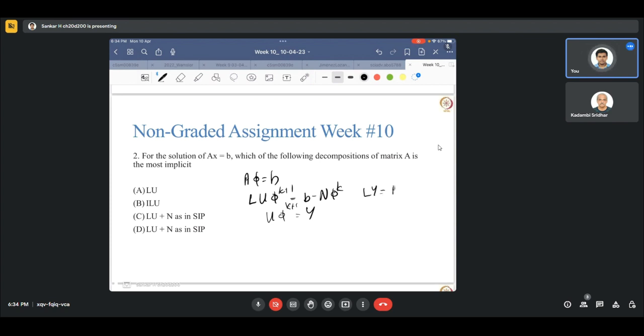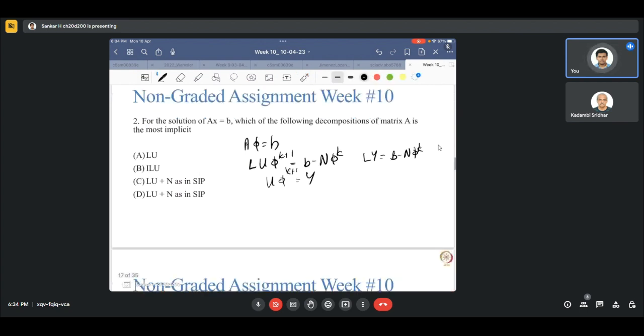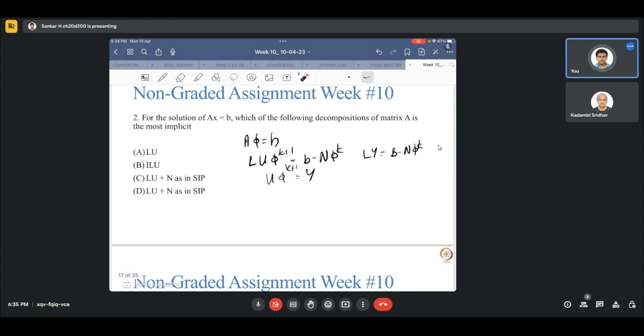Ly is equal to B minus N phi k. So we see that there is an explicit function. This is actually explicit as when we solve for A over here, whereas when we do the LU decomposition, and this strongly implicit procedure again is a further follow-up of this, that also has some explicit nature of A that arises from the guess estimate of this phi k over here.